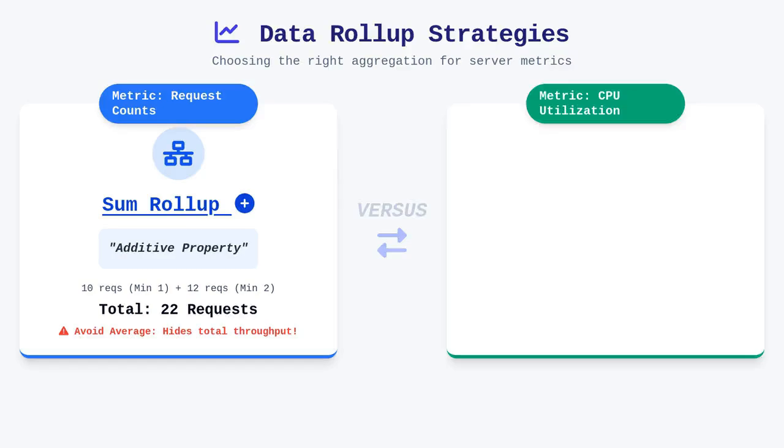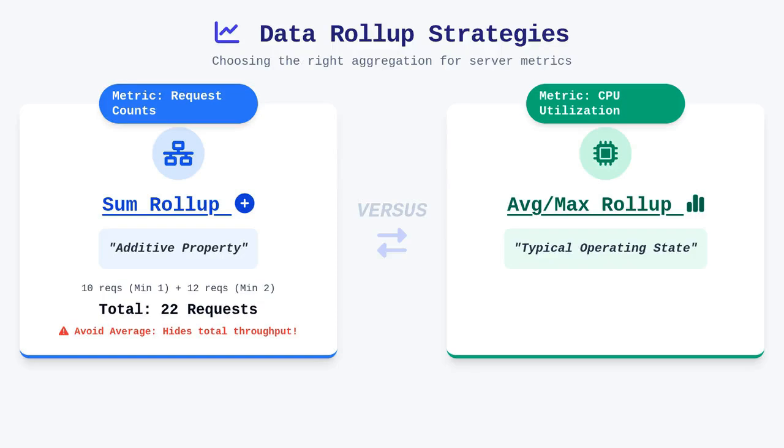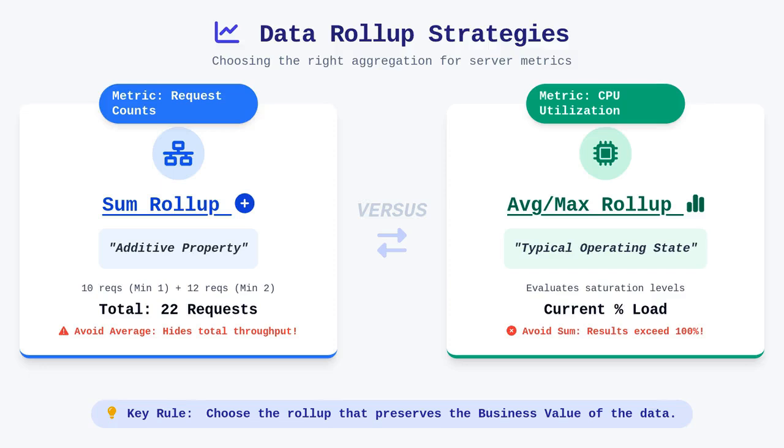Conversely, when observing CPU saturation, a sum is entirely inappropriate because percentages added together result in nonsensical values exceeding 100%. In this scenario, we must use an average or a maximum rollup to understand the typical operating state of the processor over a specific evaluation window.